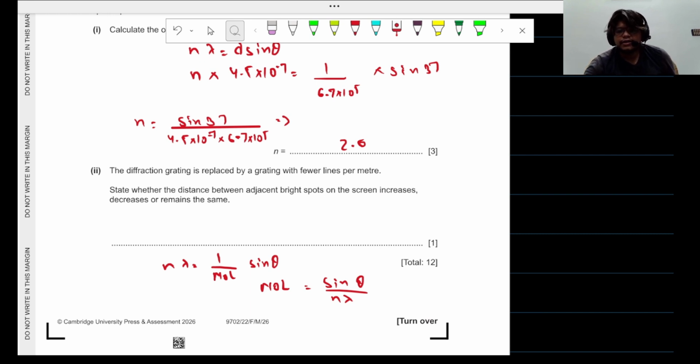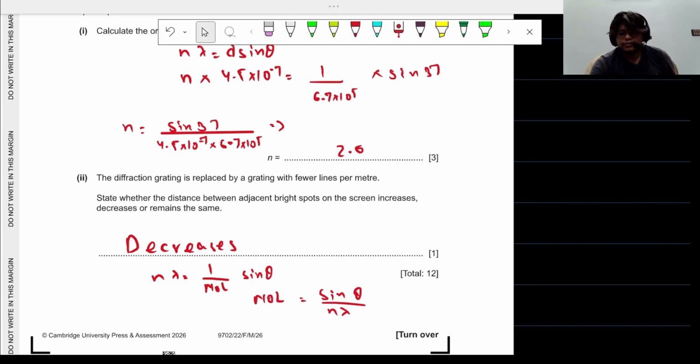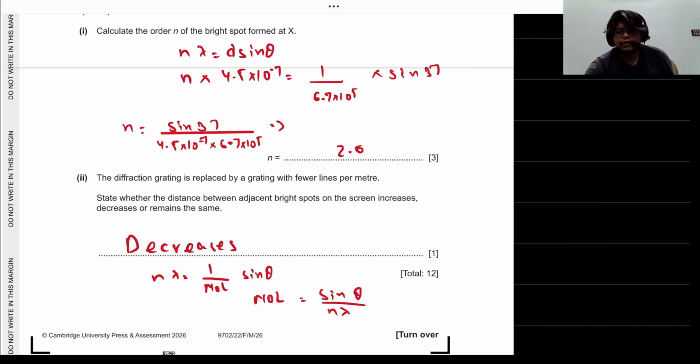So state whether the distance between adjacent bright spots on the screen increases or decreases. So it decreases, right? This is just a one mark answer for the statement. There is no explanation for it. So it decreases. So this was the end of the wave question.